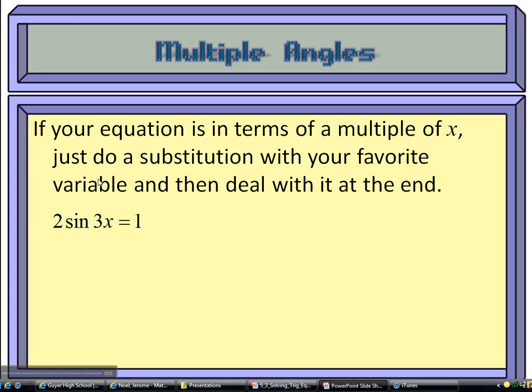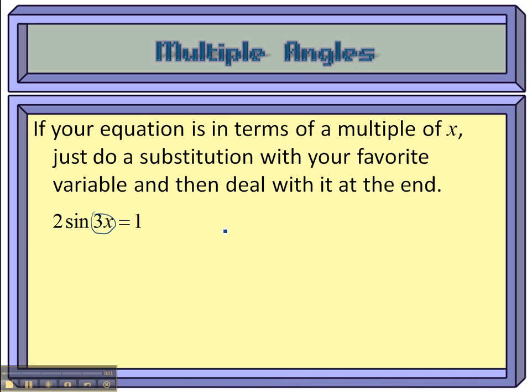For our last strategy, take a look at this equation here. Notice that instead of having an x here, we have a 3x. We have some sort of multiple of our angle. But really, who cares? Let's ignore it for right now and just substitute our favorite variable, like k, in the place. So I have 2 sine k equals 1, where k is equal to 3x. We'll just ignore that right now.